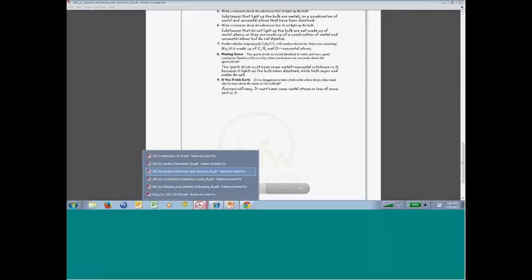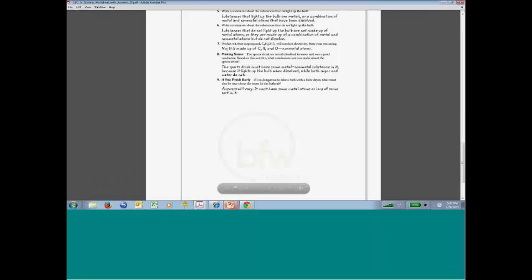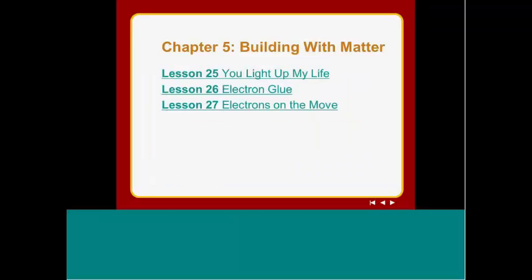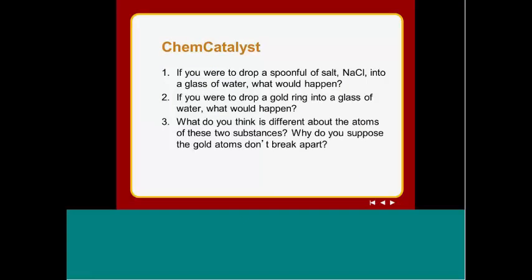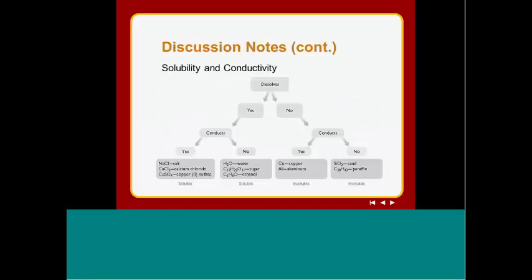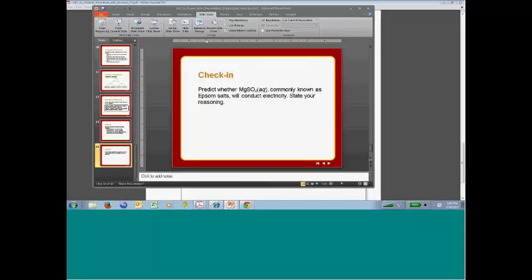We also have, and I wanted to point out here, a PowerPoint for every lesson. So every lesson of Living by Chemistry, you can quickly look at this one. We've put in the information where if there was a chem catalyst question, you can display it. If you had things for preparation, it would be here. We put the key points and the discussion points, and we wrap up and give the check-in questions. So that's another way to display that information for students if you would rather do that.